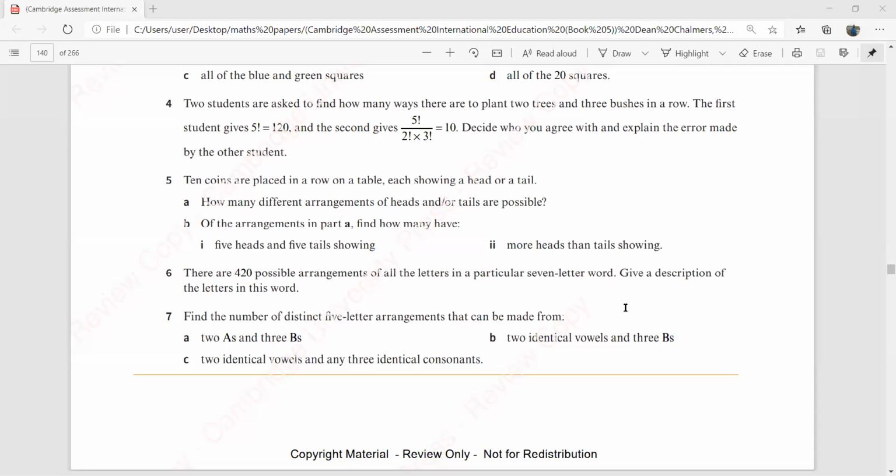The first student gives 5 factorial and the second gives 5 factorial over 2 factorial into 3 factorial, and that is 10. Decide who you agree with and explain the error made by the other student. Yes? Anyone?